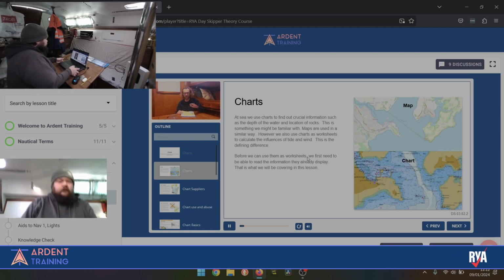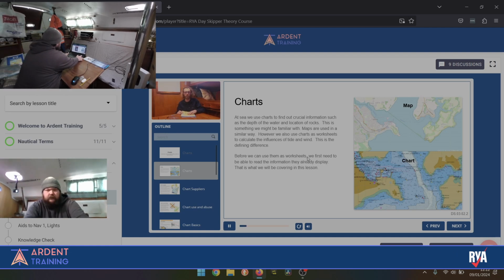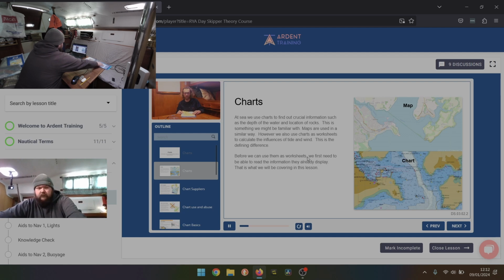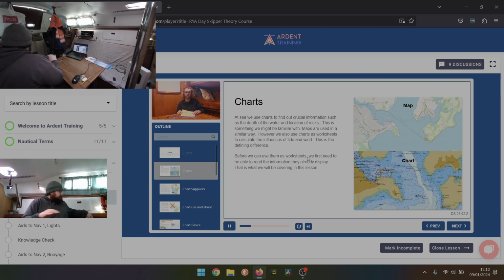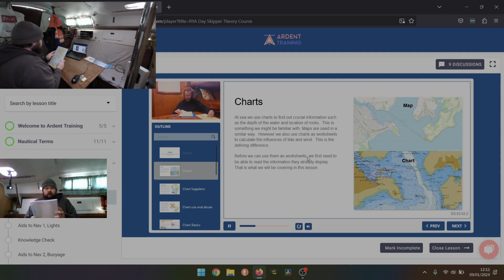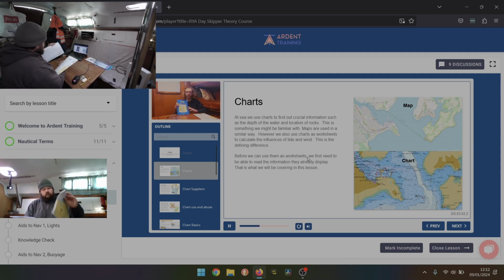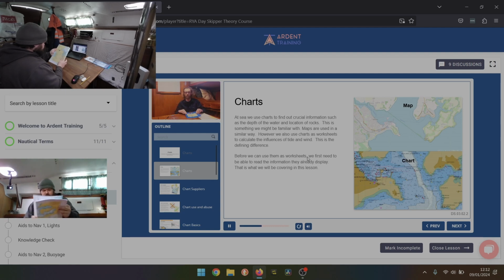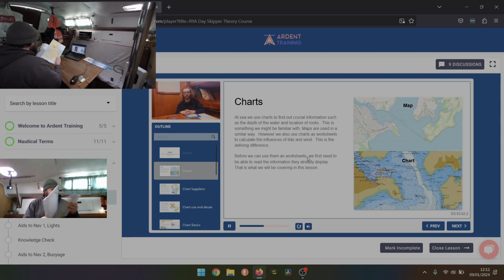This lesson's going to cover charts, a bit about how to use them, and some of the features that you can find on them. So for this lesson, it would be handy if you have your training chart 3, training chart 4, and also your training almanac close to hand, because we're going to be having a closer look at them throughout this lesson. I hope you enjoy it.